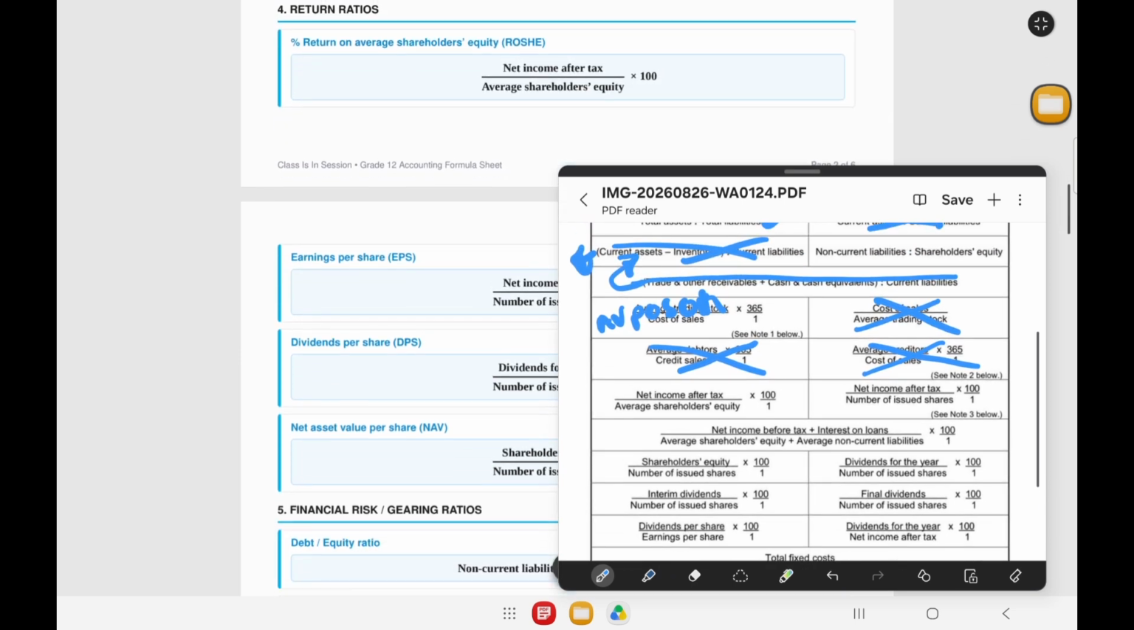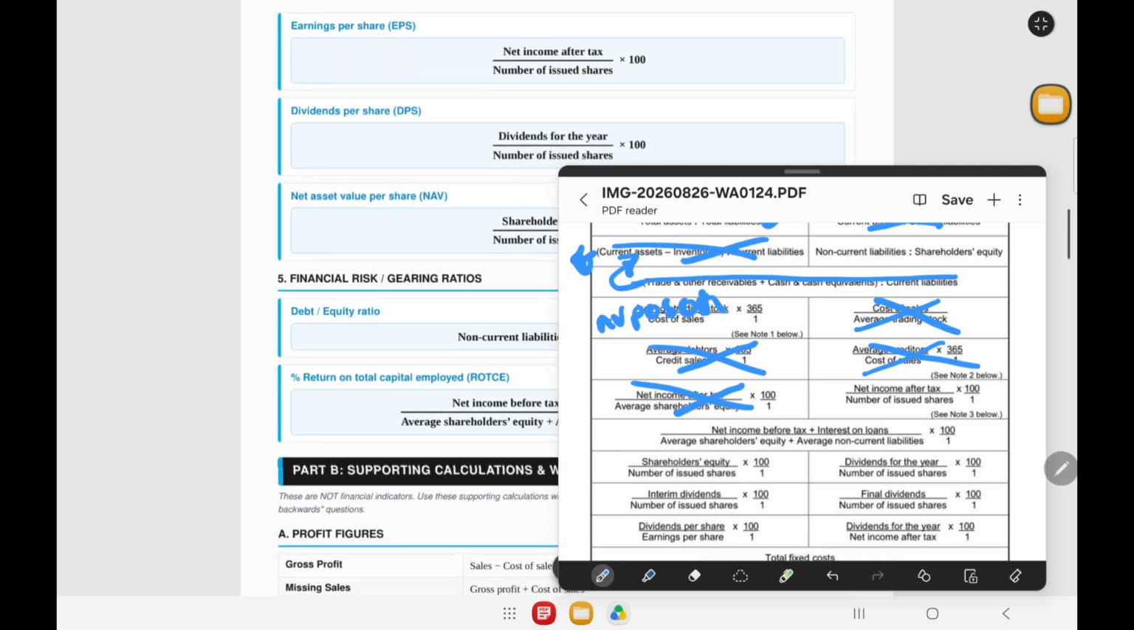Let's look for the return ratios. In terms of the solvency ratios, we only have 2. In terms of the return, we have about 4 of them. So let's look for the return on average shareholders' equity. It's net income after tax over average shareholders' equity times 100. We're looking for the percentage. That's why you have the 100. So net income after tax over average shareholders' equity, there's the formula.